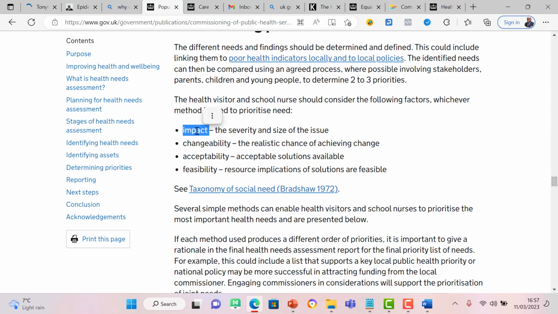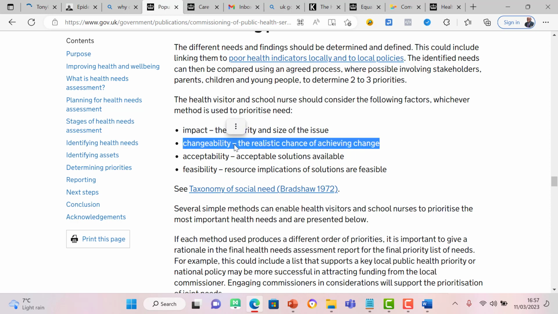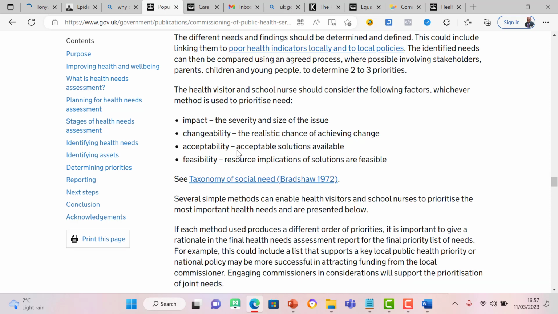So by the time you look at the impact, is it low, moderate, or severe? 1 to 3. Changeability: how realistic is the chance of achieving the change? Is it something that you can achieve? You rate it again, 1, 2, 3. Acceptability: are there acceptable solutions available? 1, 2, 3. Then, is it feasible? Do you have enough resources to execute it? You rate it 1, 2, 3, and then the one with the highest score goes. So that one becomes the one that you will choose.